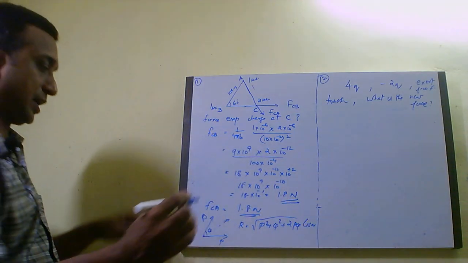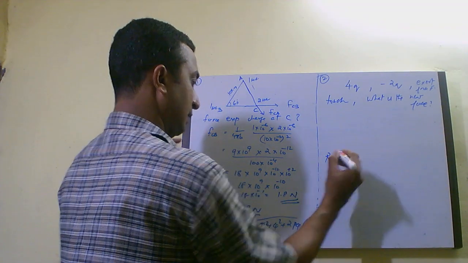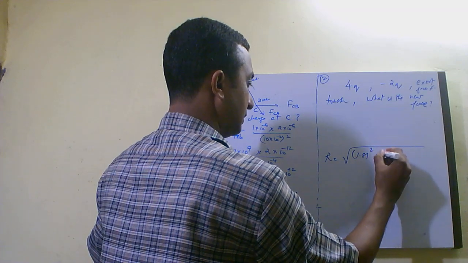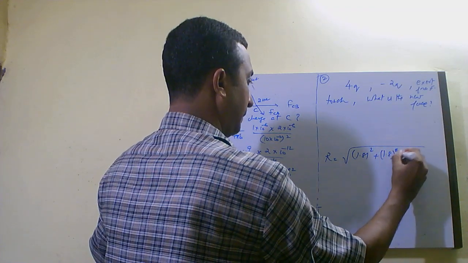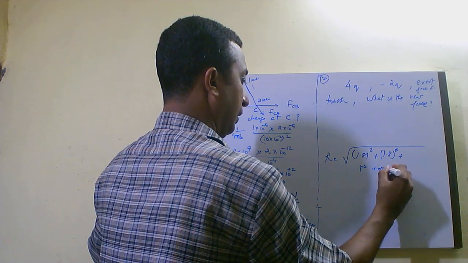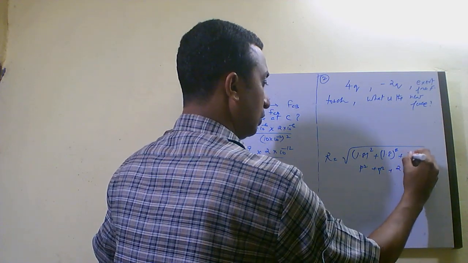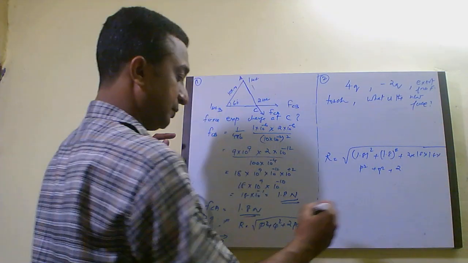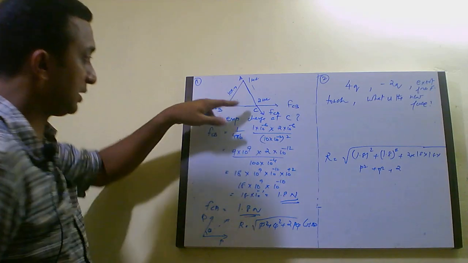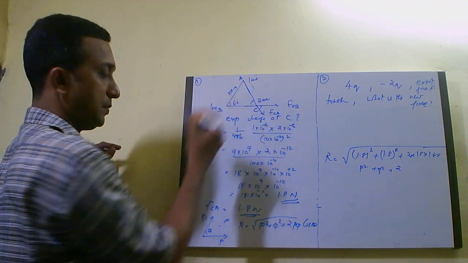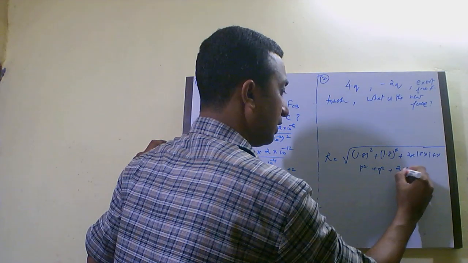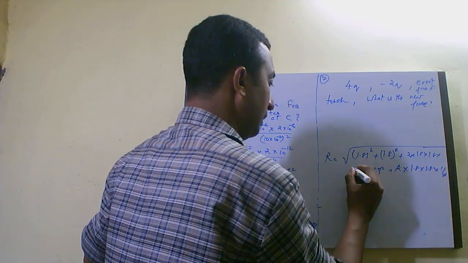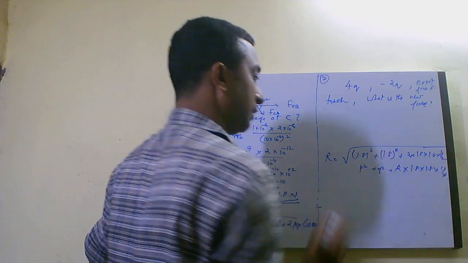So here also you can substitute: R equals root of 1.8 the whole squared plus 1.8 the whole squared plus 2 times 1.8 times 1.8 and cos 60. Here theta is 60 because it is an equilateral triangle. If this is 60, this will also be 60. So 2 times 1.8 times 1.8 times cos 60, which is 1 by 2.